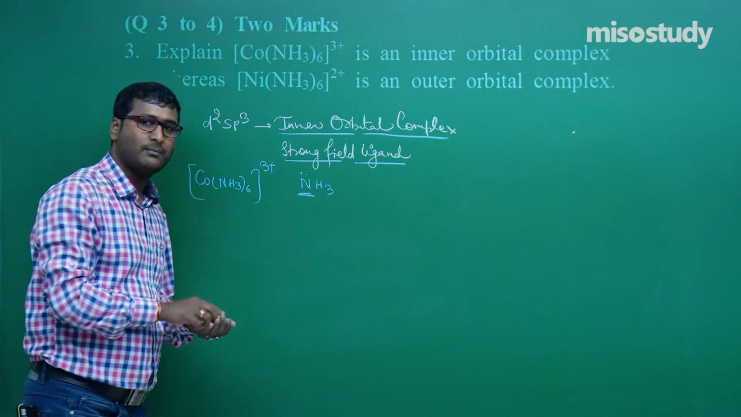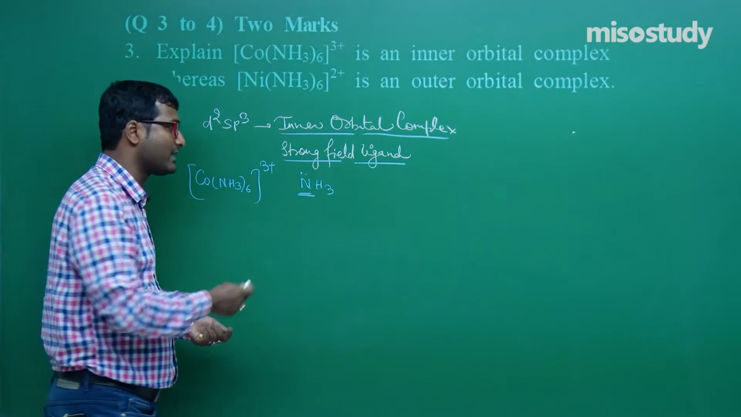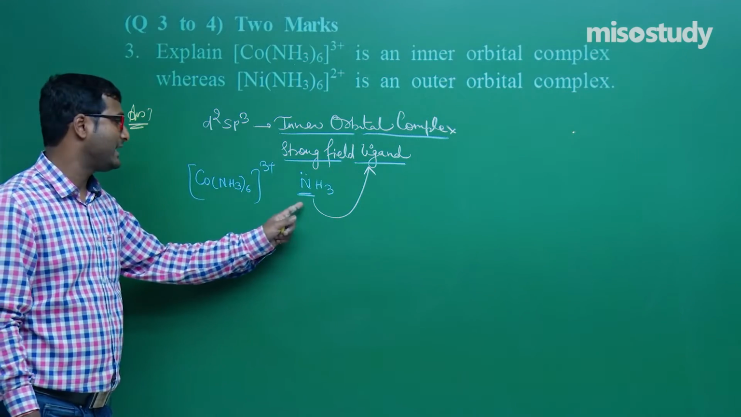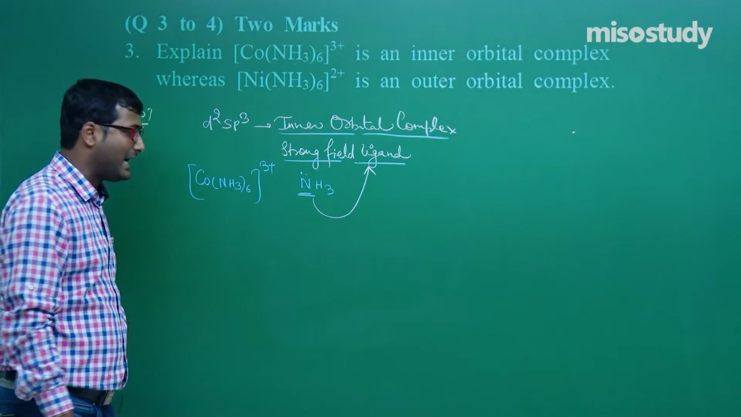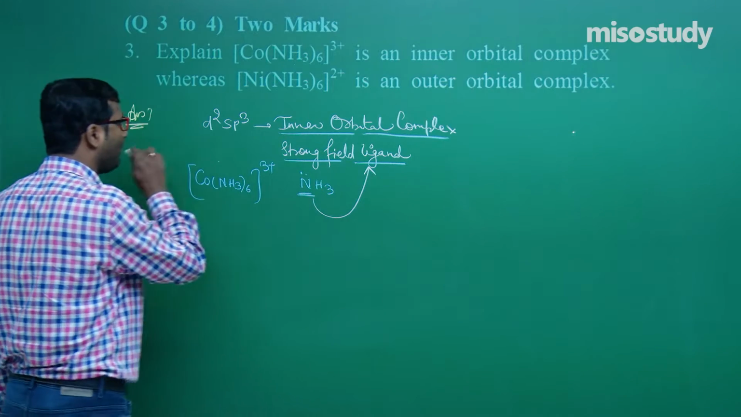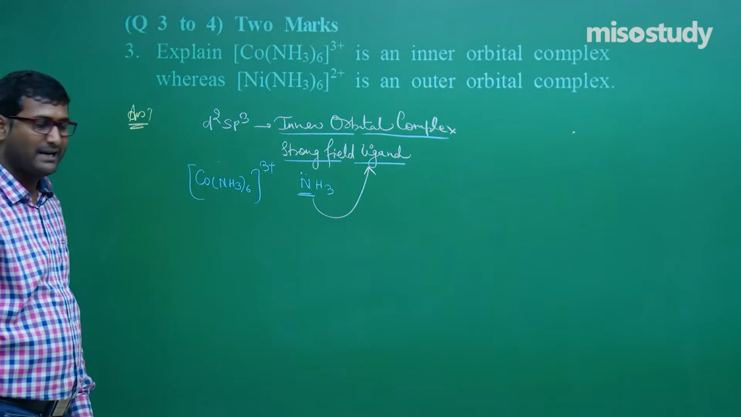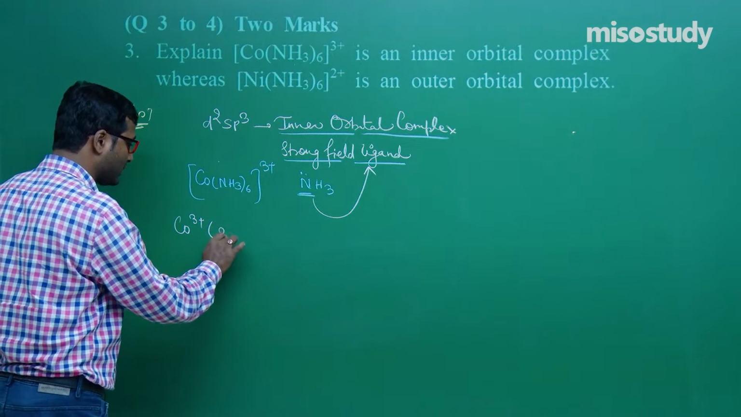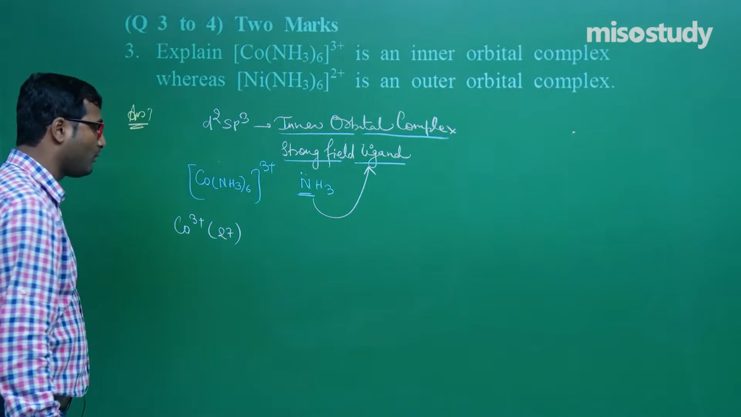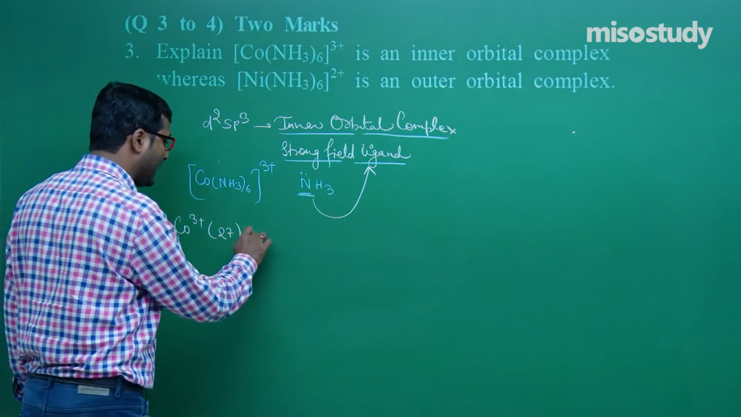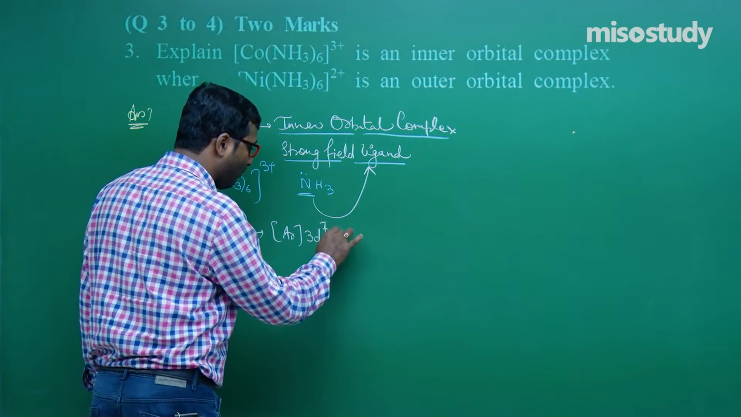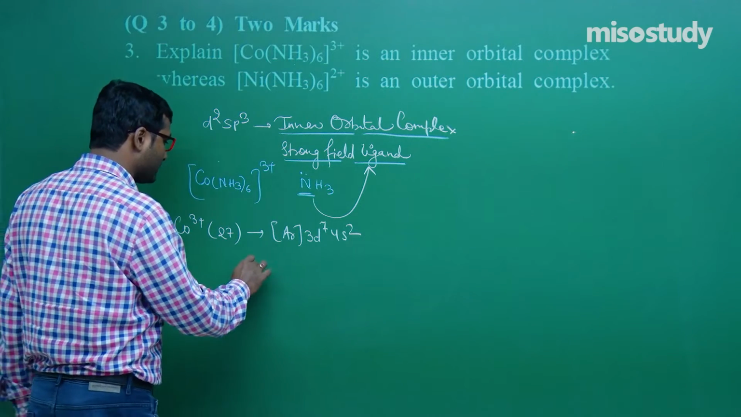If the donor atom is nitrogen, carbon or phosphorus, then it is a strong field ligand, and a strong field ligand has a tendency to pair up, and that's why it will form the inner orbital complex. For example, here cobalt is in +3 oxidation state. The atomic number of cobalt is 27. It can be written like this: argon 3d7 4s2, in +3 oxidation state.